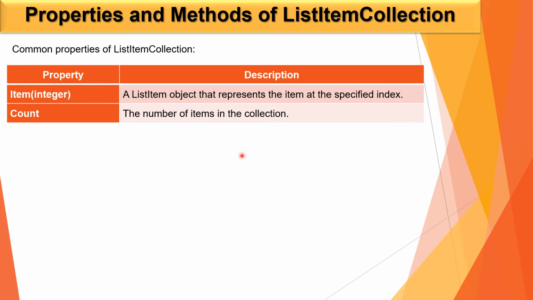What are the properties and methods of the list item collection? These are the important properties. Item, which will always be an integer index, is the list item object that represents the item at the specified index, and Count is the number of items in that collection, which will be counted.